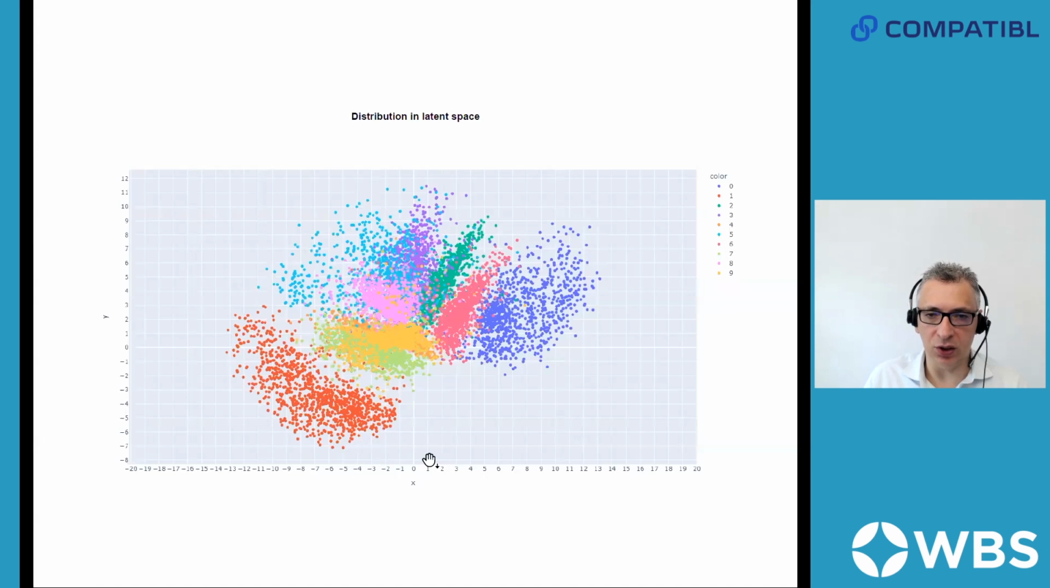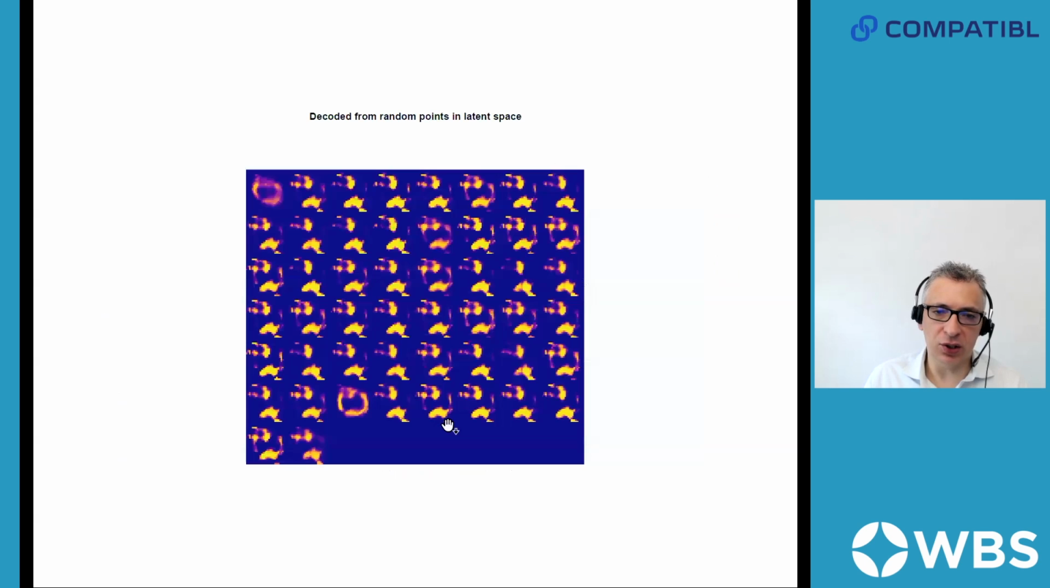So that's how the latent space looks. You can see it's more spread out, right? It goes all the way to 15 here, and also it has more gaps. So it's more spread out, it has more gaps. And as a result, that's what happens if you decode from random points. Is it because the autoencoder is bad, right?